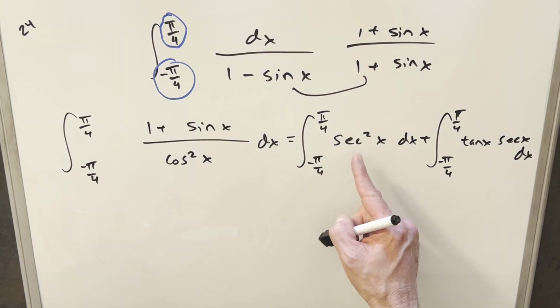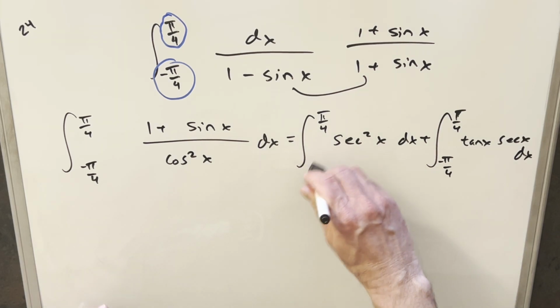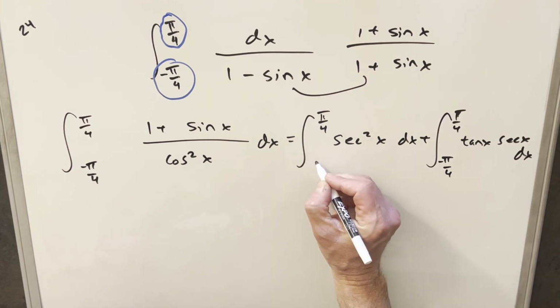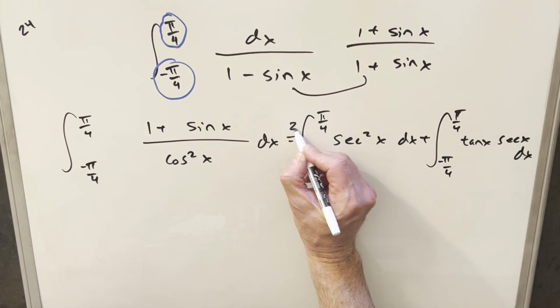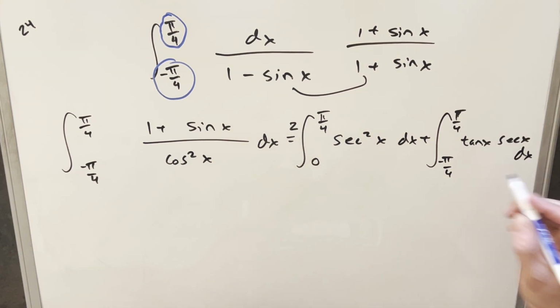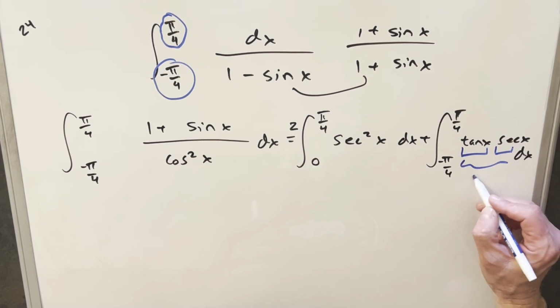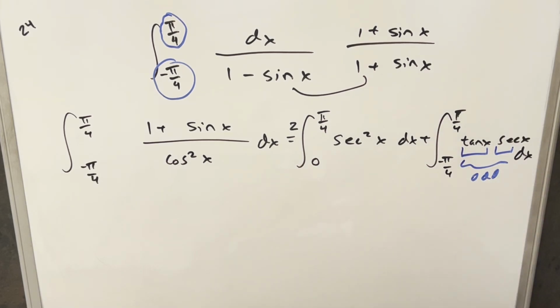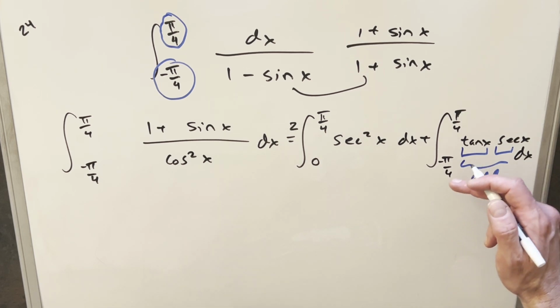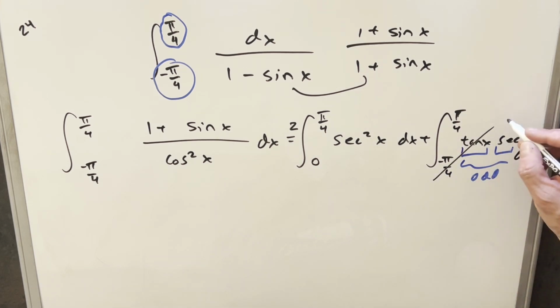Just notice secant squared x is actually an even function. So I can use this principle, which allows me to update my bounds and multiply by 2 out front. But then over here, tan is an odd function and secant's an even function, so this whole thing actually is odd. Because we have an odd function and our bounds are symmetric around 0, we can say this whole integral is just going to 0.